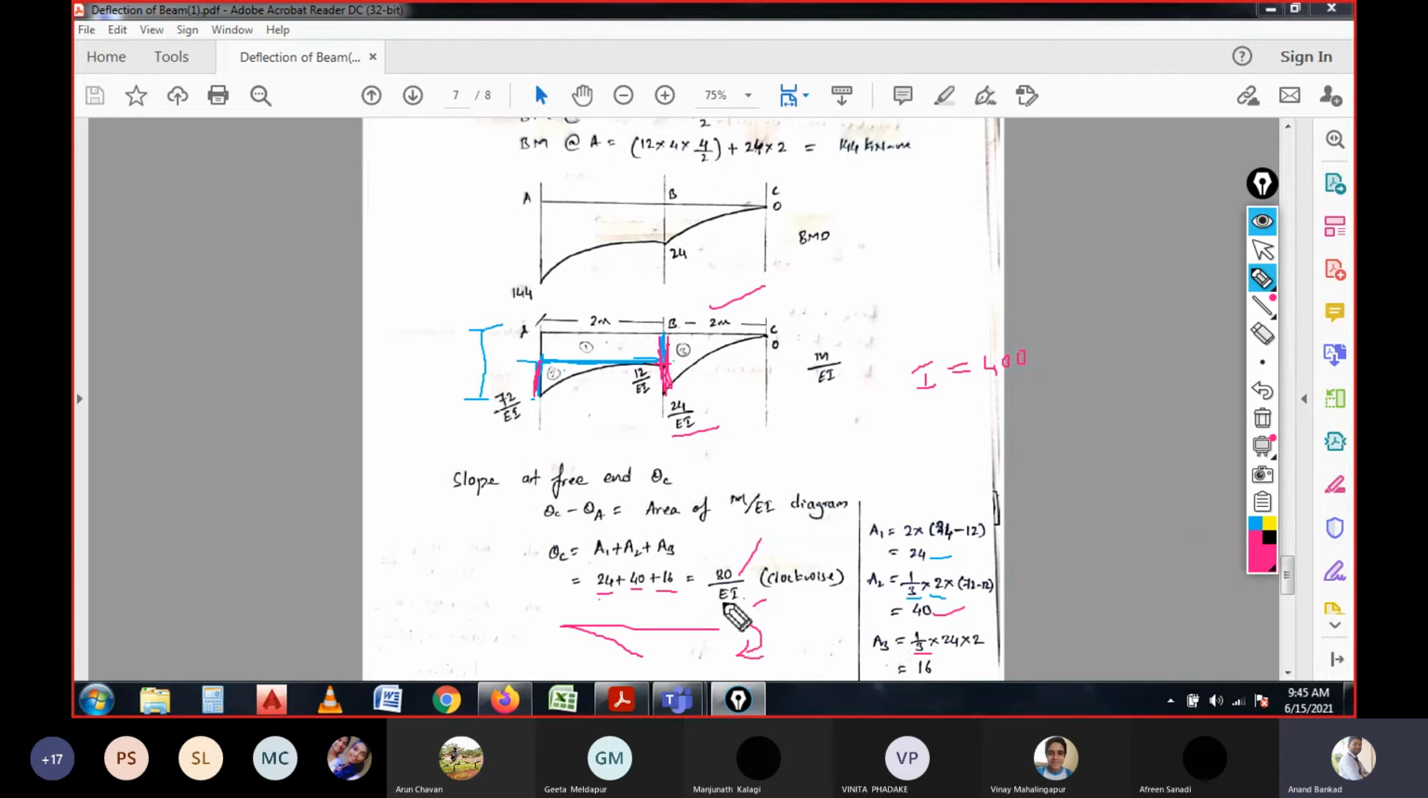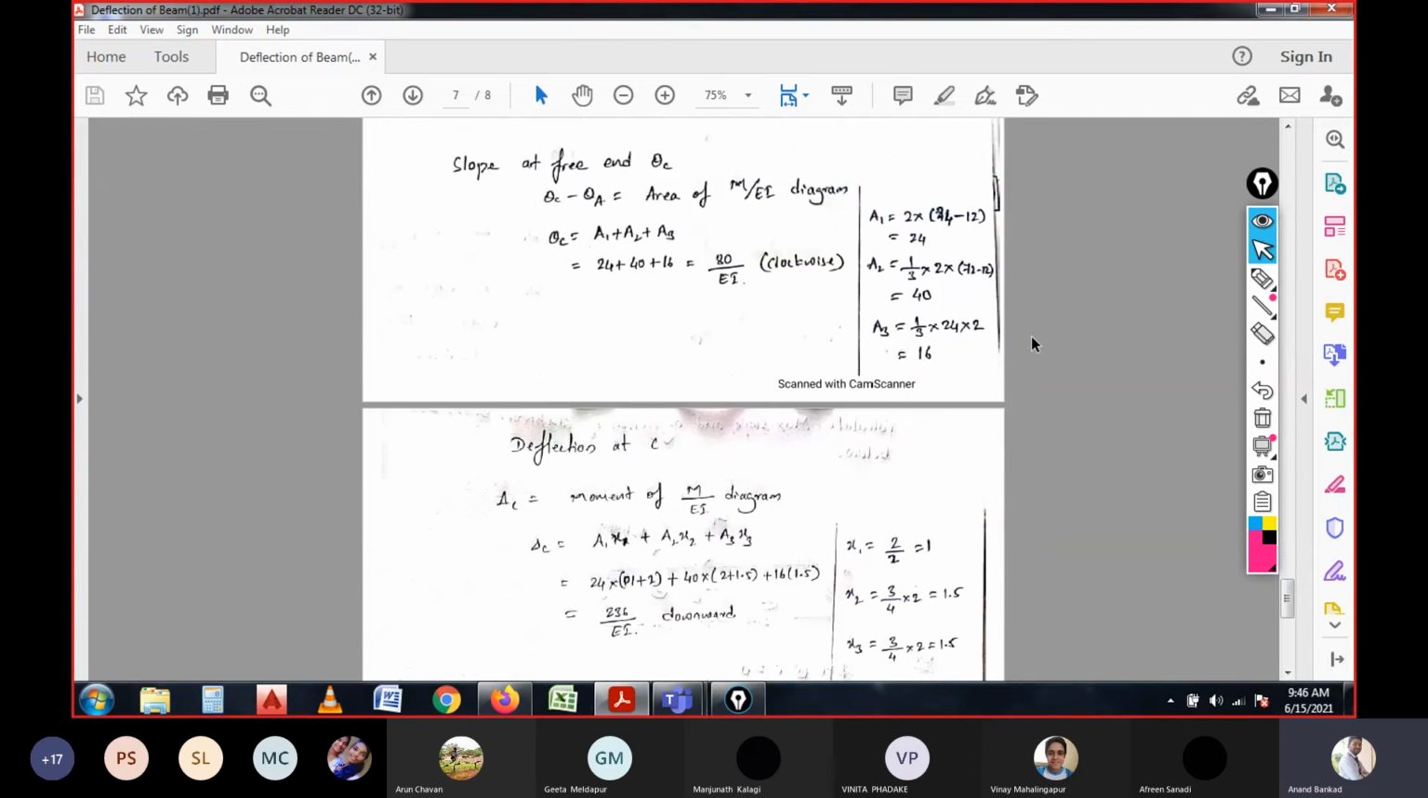So now to calculate deflection for this, what is exactly the procedure? Just we need to multiply the CG to each area. It is quite simple to calculate the total deflection. For deflection at C, because at the free end we will have the maximum deflection. That is what we have done here.